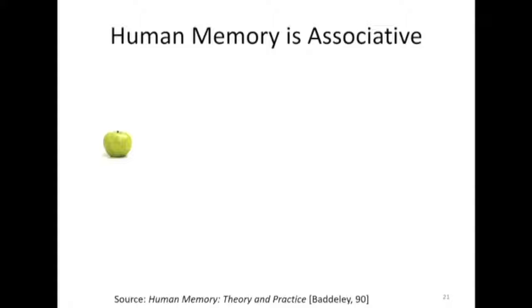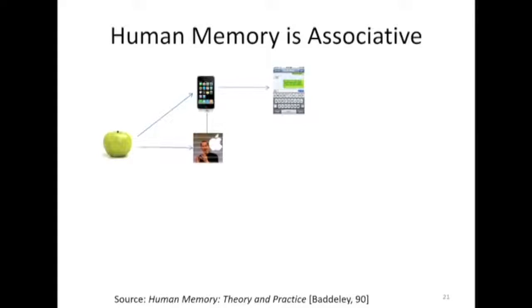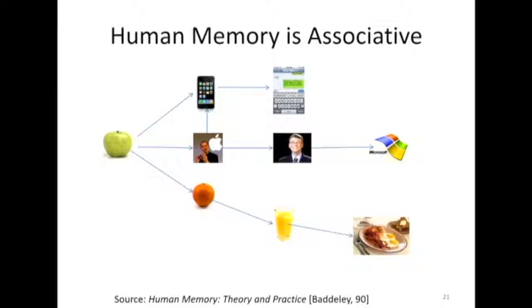Well, what does human memory look like? Human memory is associative. So if I tell you the word apple, you might be reminded of certain products constructed by a company named Apple. That might remind you of text messages you sent on said product, or it might remind you of the late CEO of that company. That might remind you of other famous CEOs, and that might remind you of other operating systems designed by that CEO. Or maybe the word apple will remind you of other fruits. In this case, you might think of oranges, you might think of orange juice, and then you might start thinking about what you had for breakfast.